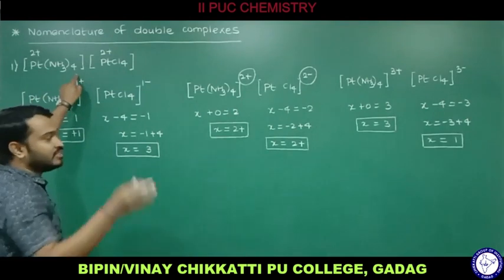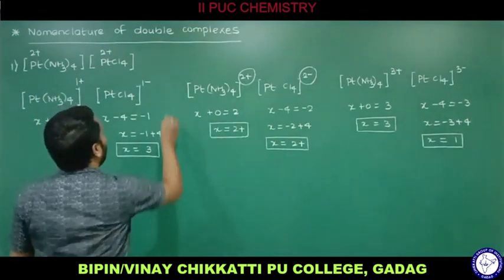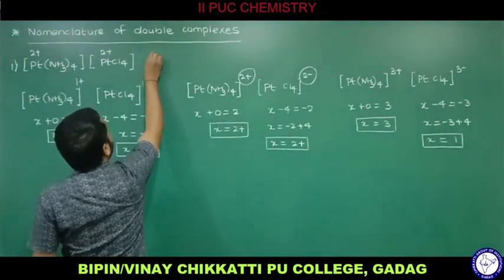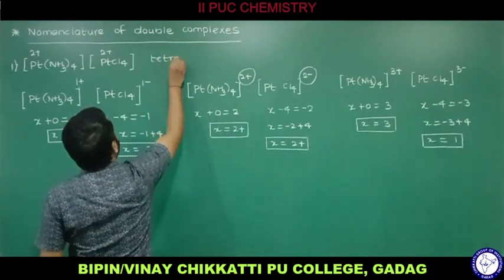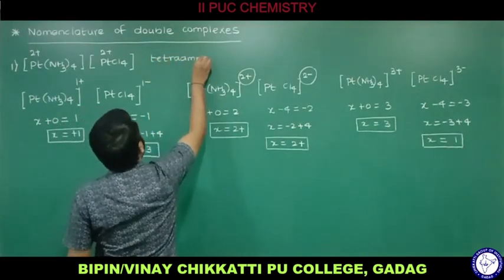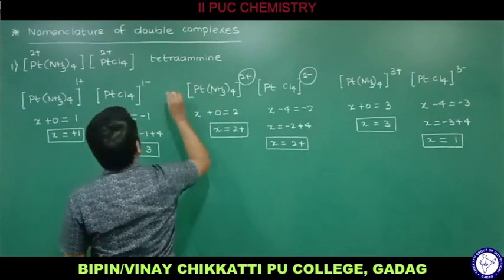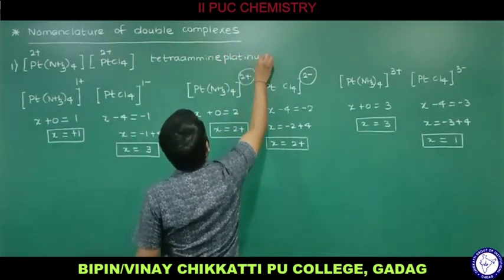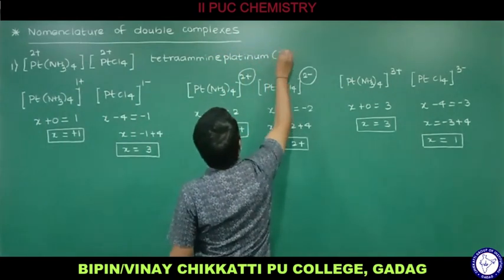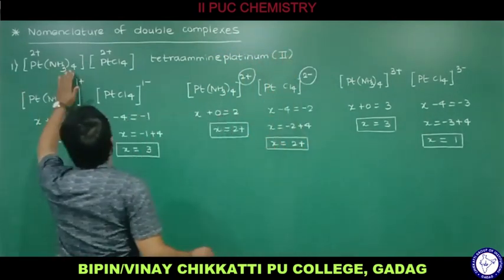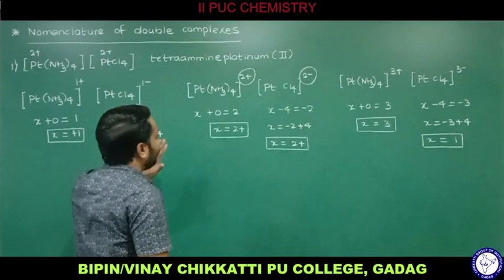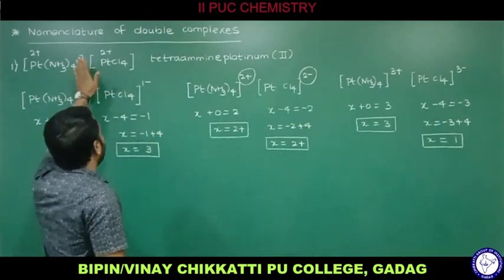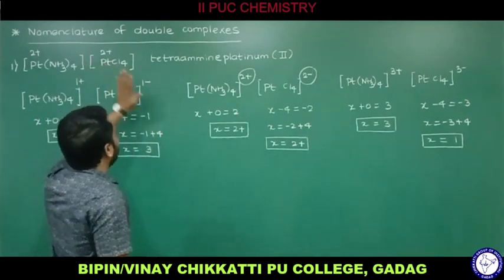Cationic complex, in the same fashion we have to write. So we have amine. So the name I am going to write here will be tetraamine platinum. Tetraamine platinum 2, right? So the cationic complex is over. Now I consider the anionic complex. In the anionic complex, here we don't have any cation, so we directly write it here.